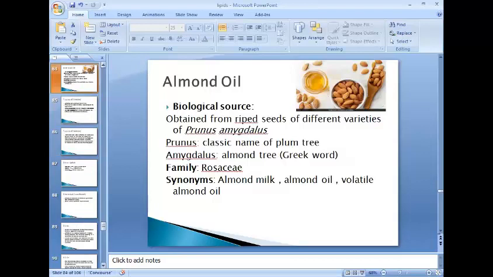Almond oil. Almond oil is basically obtained from ripe seed of different varieties of Prunus amygdalus. Prunus is the classical name of a tree, whereas amygdalus is from a Greek word that means almond tree. It belongs to the family Rosaceae, and it is also called almond oil, expressed almond oil, or volatile almond oil.